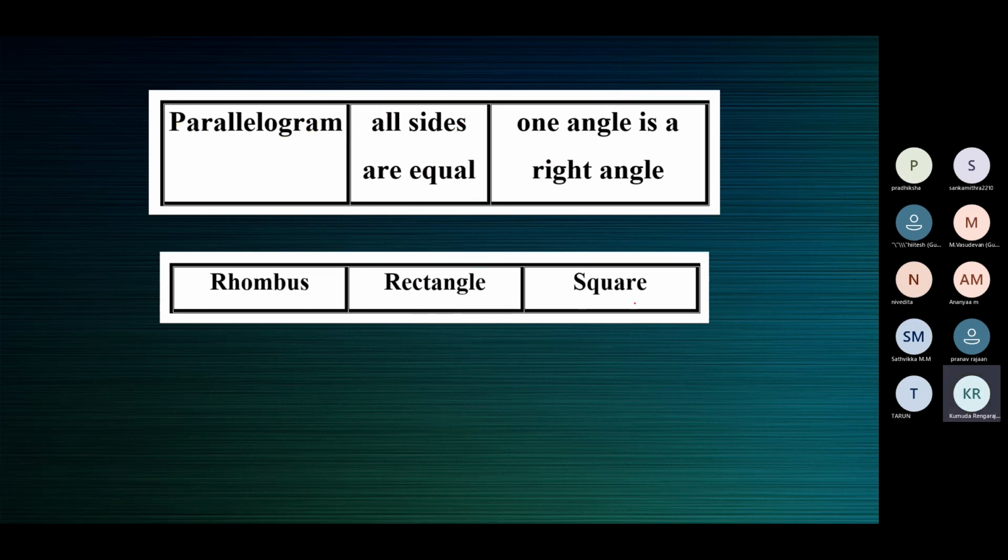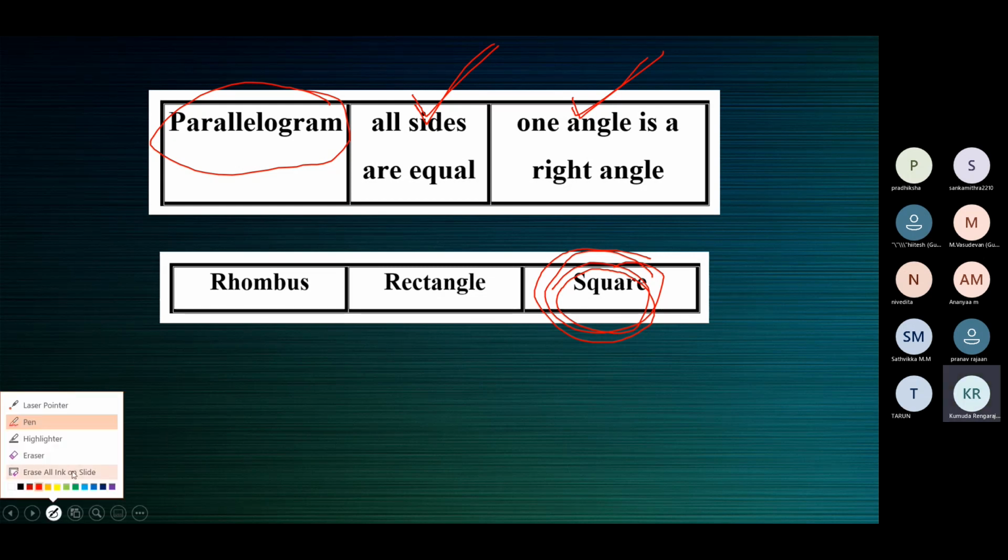And to prove that a quadrilateral is a square, the definition of a square is a parallelogram in which all sides are equal and one angle is a right angle. A square is a parallelogram in which all sides are equal and one angle is a right angle. That is the definition of a square.